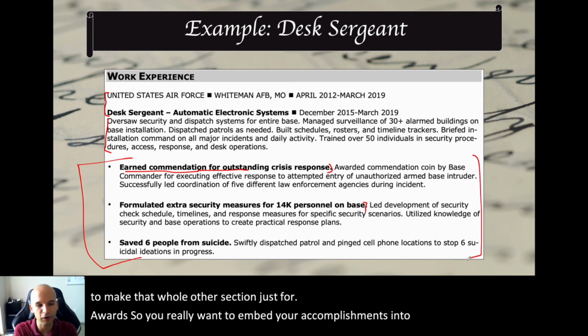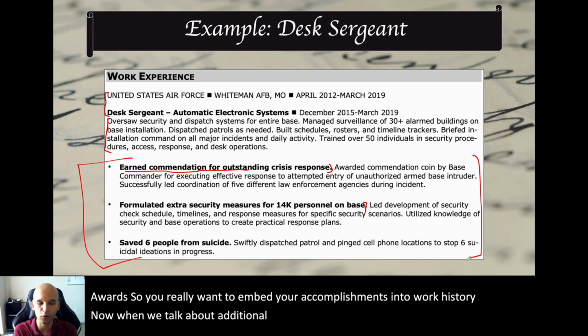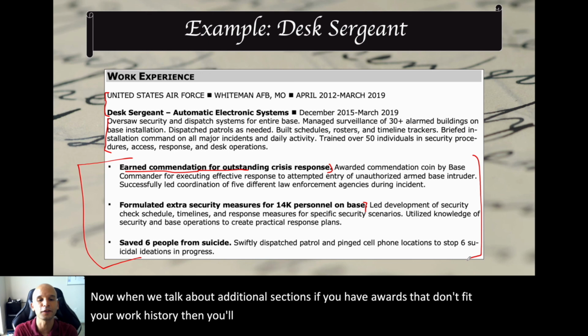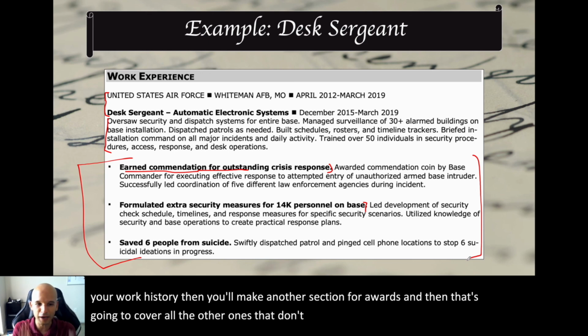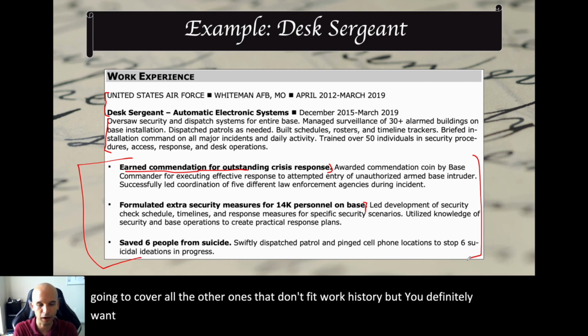Now, when we talk about additional sections, if you have awards that don't fit your work history, then you'll make another section for awards, and that's going to cover all the other ones that don't fit work history. But you definitely want to contextualize your accomplishments within the specific job and work history.